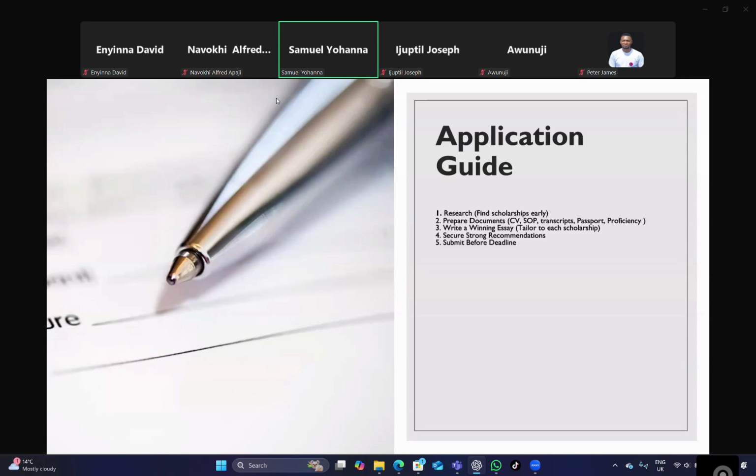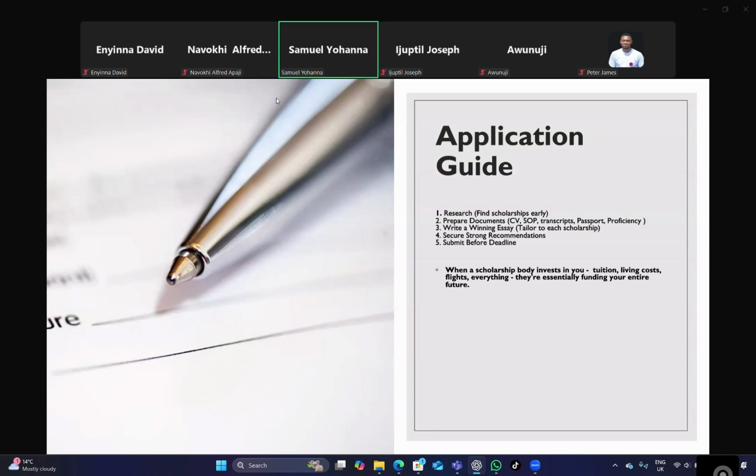The application guide. Basically, you need to prepare documents, your transcript, you write an essay tailored toward that very particular scholarship. You need to secure recommendation from your professors or your place of work and submit before the deadline. Basically, Apogee have dealt with all of this.